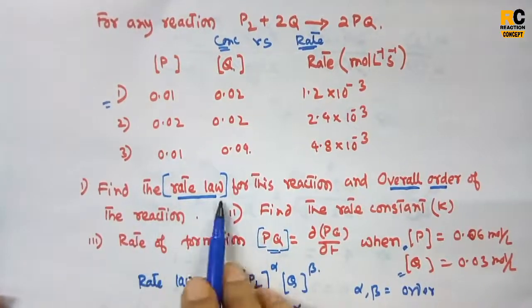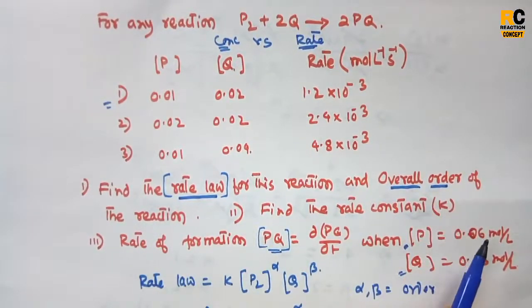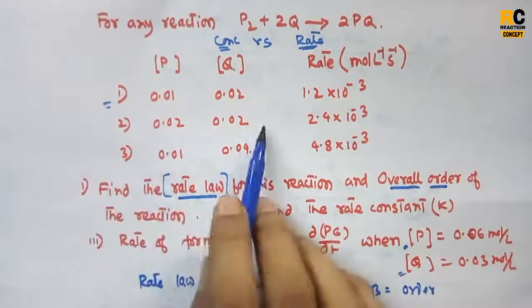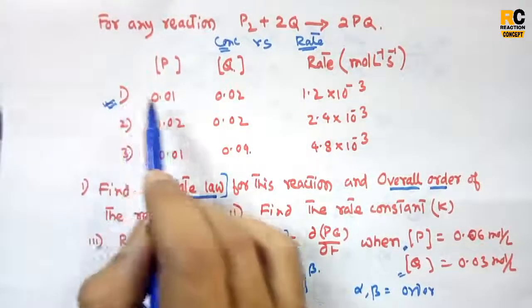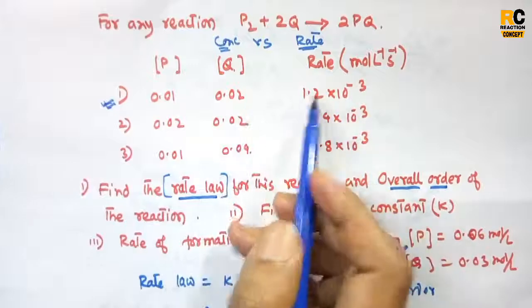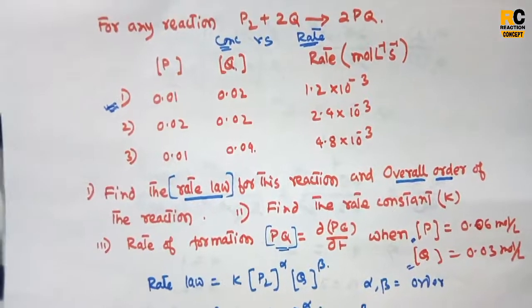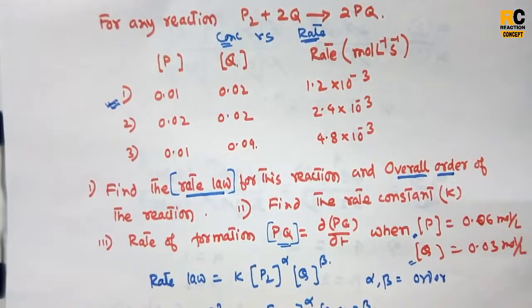So we have found the rate law and overall order of the reaction. Now we have to find the rate constant. To find the rate constant, we will just consider one value of concentration and the rate, and put them in the rate law. Then the rate constant will be found. And this part 2 and 3 is up to you.